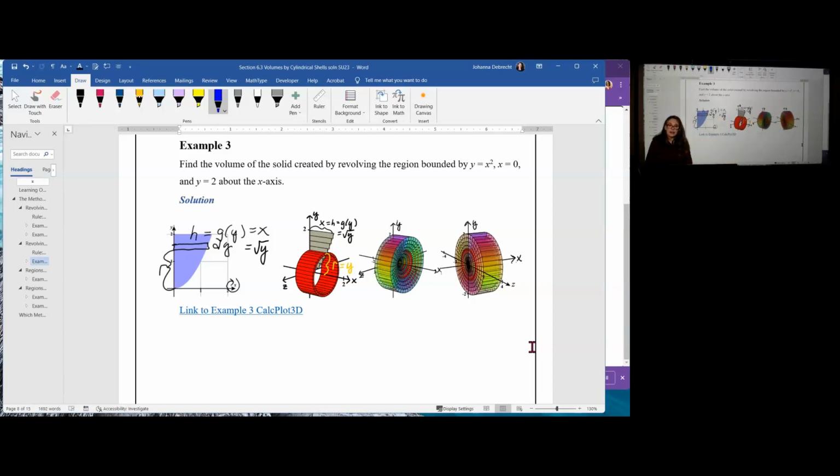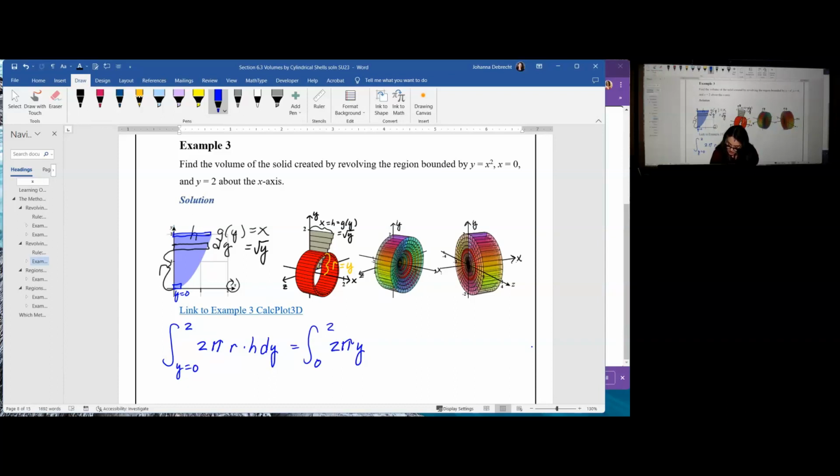Let's go ahead and set up the integral now. We're going to go from a low rectangle at y equals 0 up to a high rectangle up here at y equals 2. That means our limits of integration go from 0 to 2. We need 2 pi times the radius times the height times the differential dy. In this case, the radius is given by just y, the variable itself, and the height is given by the square root of y. And then we have dy.